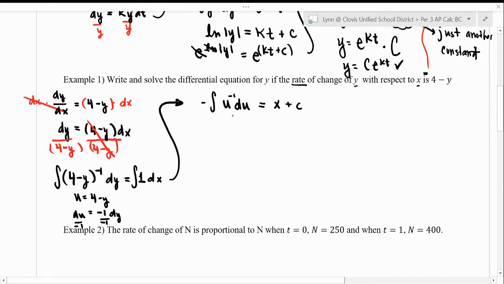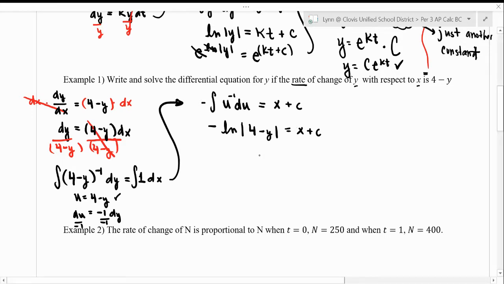And then over here, I can't do the power rule, otherwise I'd be dividing by 0. So that means it's going to be natural log. So that'll be negative natural log of the absolute value of u, but I'm going to go ahead and substitute in the u, which was 4 minus y, and then equal to x plus c. Okay, so again, we do need to solve for y, so we are not done. We need to keep going.